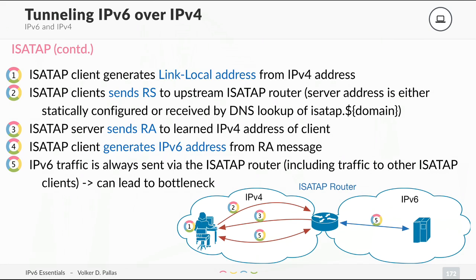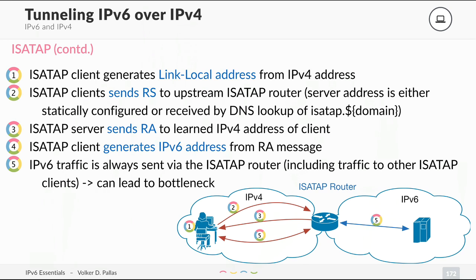To generate an IPv6 address, first the ISATAP client needs to generate a link local address from its own IPv4 address. Second, the ISATAP client sends a router solicitation to its upstream ISATAP router. This ISATAP router can be found either via DNS lookup of isatap.yourdomain, or it can be statically configured. And these packets are encapsulated in IPv4, so it sends an IPv4 packet through your whole IPv4 network to the router, and inside this packet there is a router solicitation.